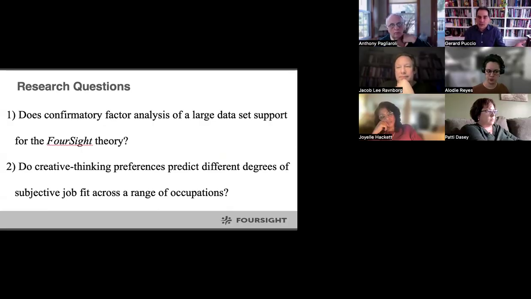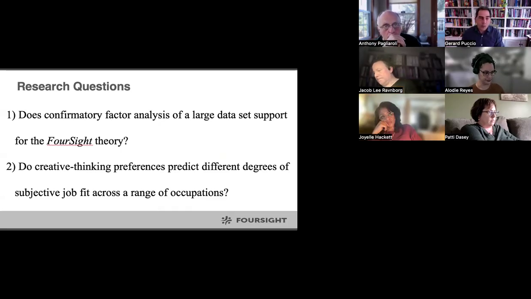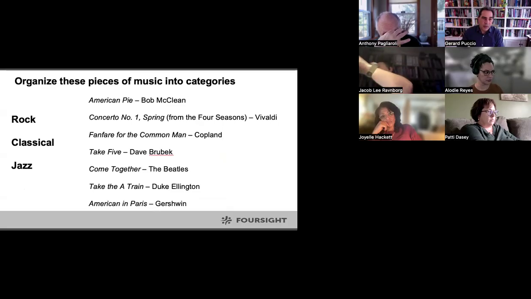Does it exist? The second question is, if it does exist, does it help us to understand people's experiences in the workplace and how they fit with their jobs? So, quick little exercise around confirmatory factor analysis. We're going to sort this music.